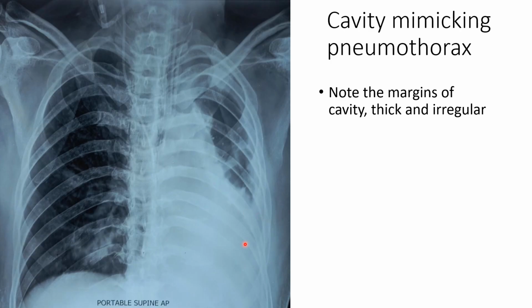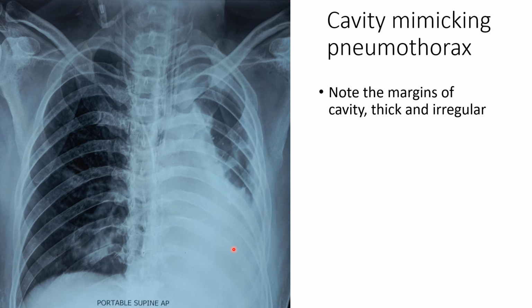Now let's see some of the cases where it looks like pneumothorax, but it may not be a pneumothorax, and this is the first X-ray regarding that. Here you see a hyperlucent area, and there is absence of bronchovascular markings inside. You see the bronchovascular marking here, it's absent here, right? So it looks like pneumothorax, but it is a large cavity. So sometimes cavities are huge.